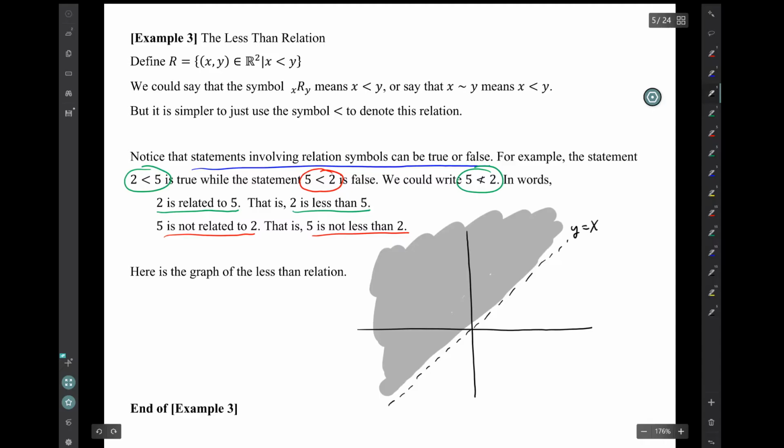So the shaded region is the collection of all ordered pairs in the xy plane such that x is related to y. So notice that in this diagram, the point 2 comma 5 is in the shaded region. So 2 is related to 5. 2 comma 5 is an element of the set. That's the relation. On the other hand, in this diagram, the point 5 comma 2 is not in this shaded region. So maybe I should put a circle there. So 5 comma 2 is not part of the relation. So we say that 5 comma 2 is not an element of R, whereas 2 comma 5 is an element of R.